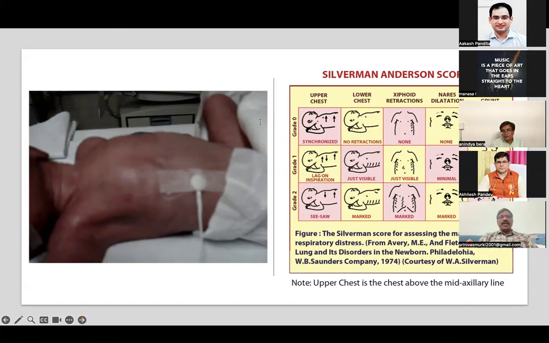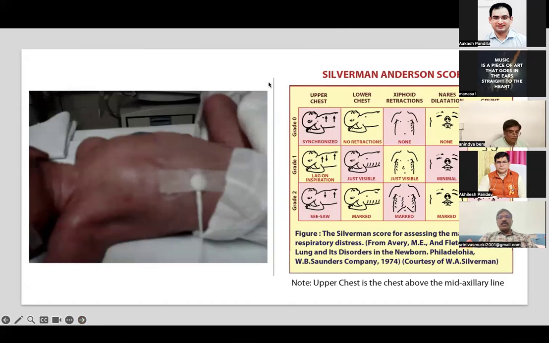So maybe you can write in the chat box, what will you do if you have a baby like this in the labor room? What is it that each one of you will do? Maybe a few of you can write in the chat box so that I know that you are all attentive. He's maintaining saturation with nasal prongs, but he has increased work of breathing. Very good. Dr. Anindya, very good.